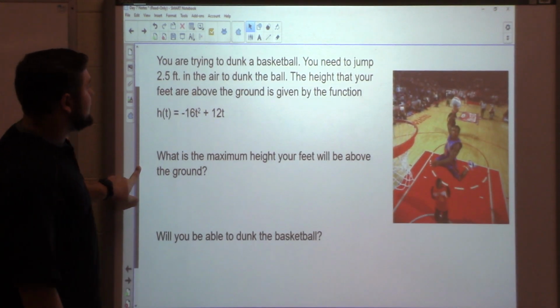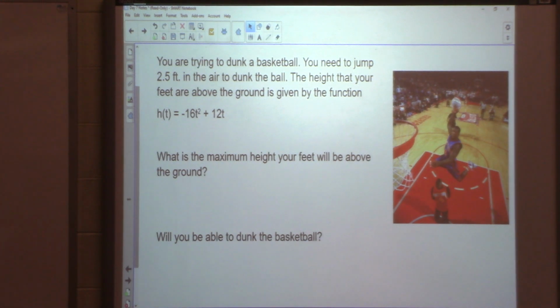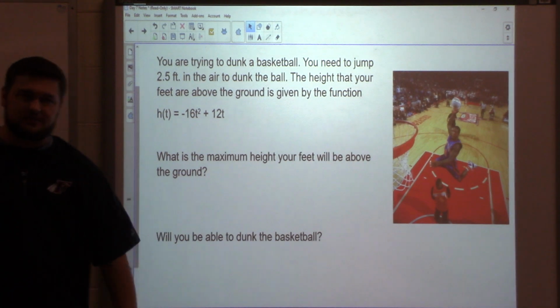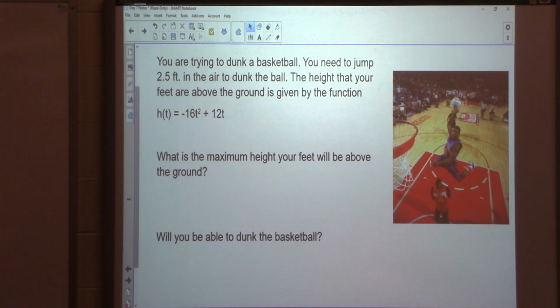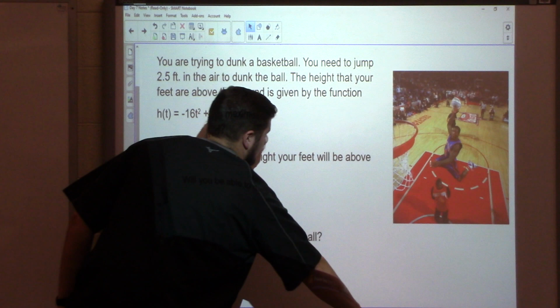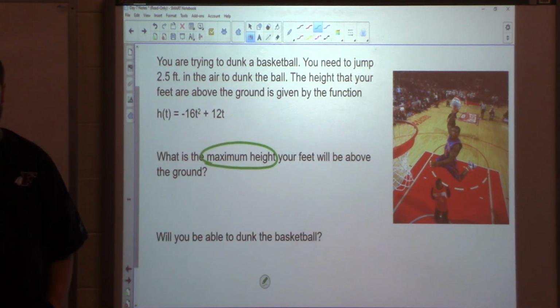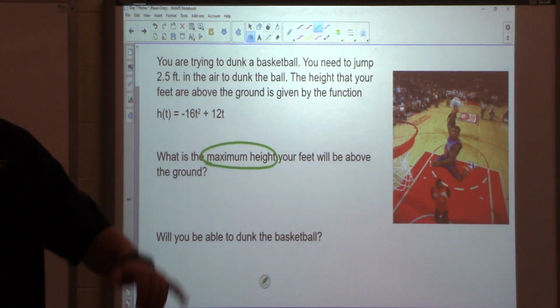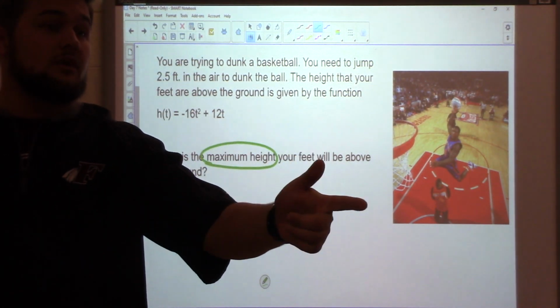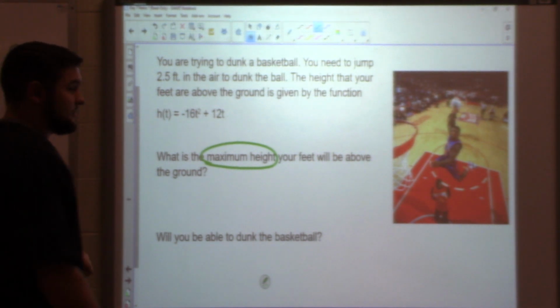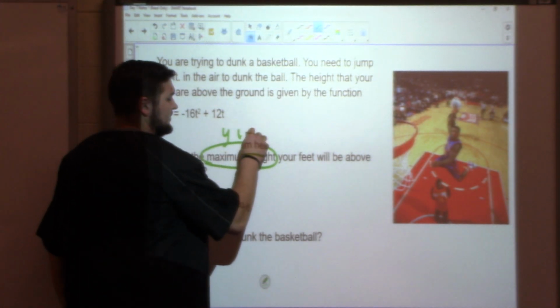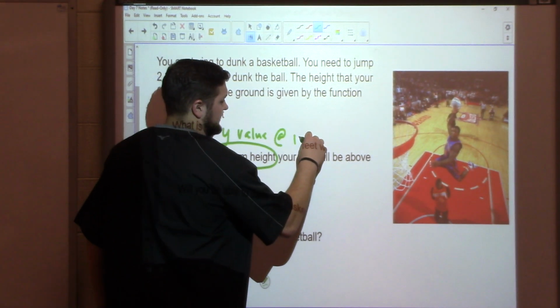Okay. So, you're trying to dunk a basketball. You need to jump 2.5 feet in the air to do so. The height that your feet are above the ground is given by the function negative 16t squared plus 12t. What is the maximum height your feet will be above the ground? So I want the maximum height, which means I'm looking for what part of my vertex? The y value of my vertex. Remember, y is height, so the y value at the vertex.